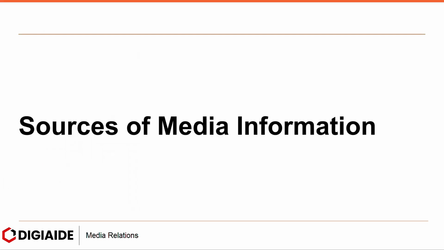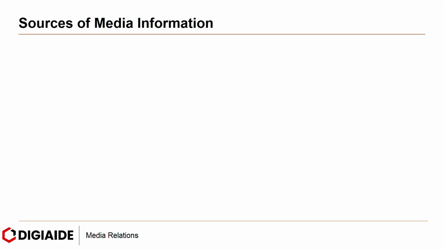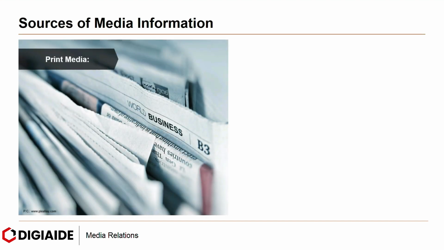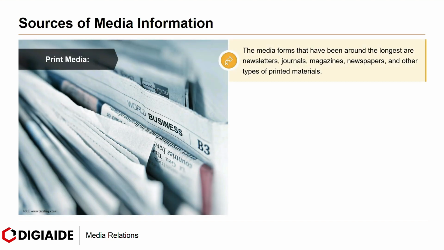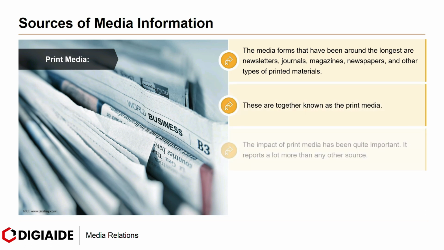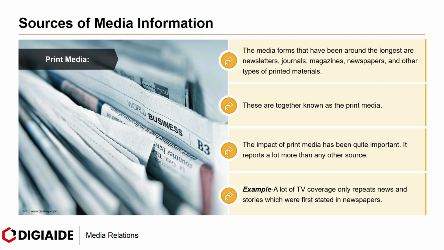Moving on to sources of media information. The first and the oldest, print media. The media forms that have been around the longest are newsletters, journals, magazines, newspapers, and other types of printed materials. These are together known as print media. The impact of print media has been quite important. It reports a lot more than any other source. Example, a lot of TV coverage only repeats news and stories which were first stated in newspapers.